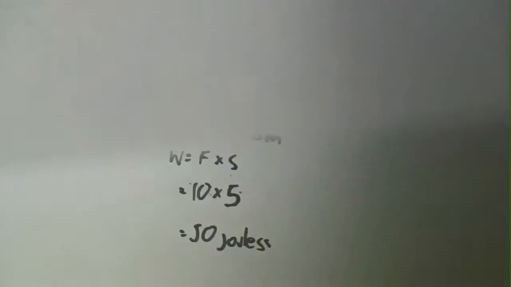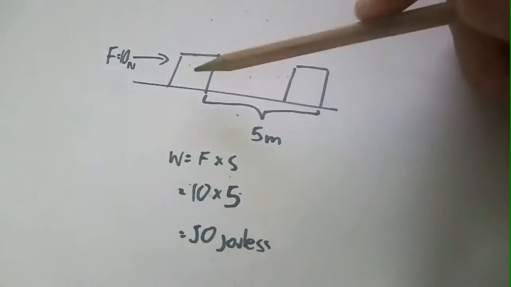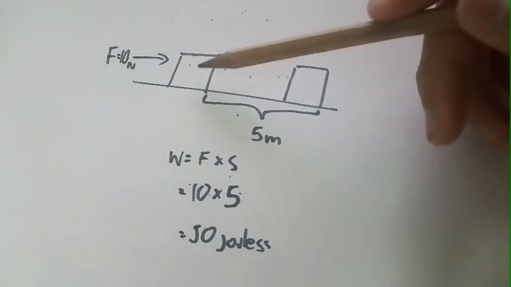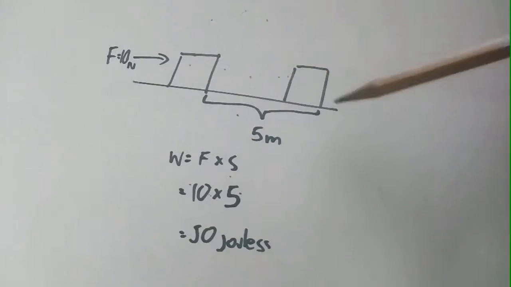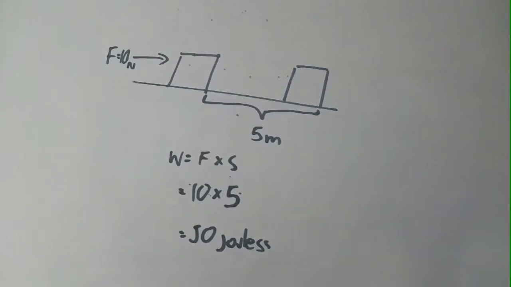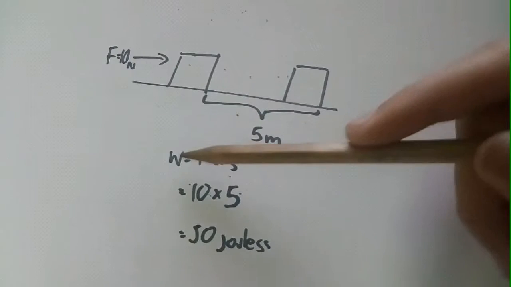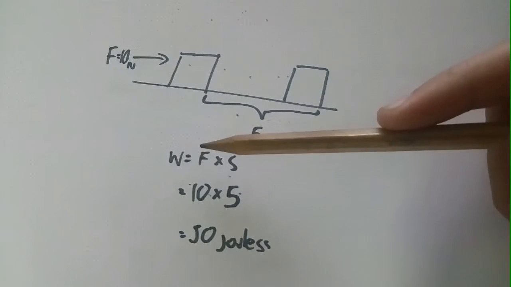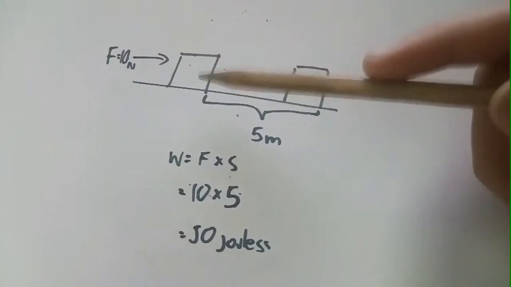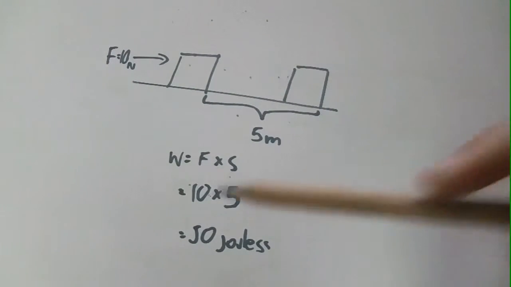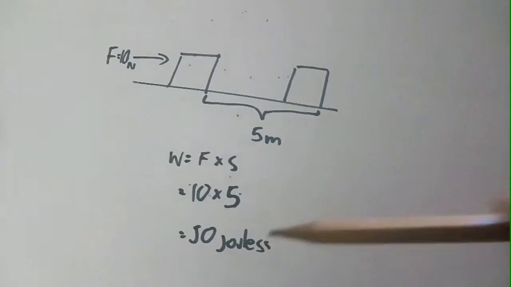For example, if I apply 10 Newton force on an object and the object moves 5 meters, how much work is applied by my force? We use the equation W equals F times S. Force equals 10, distance is 5, so work done is 50 joules.